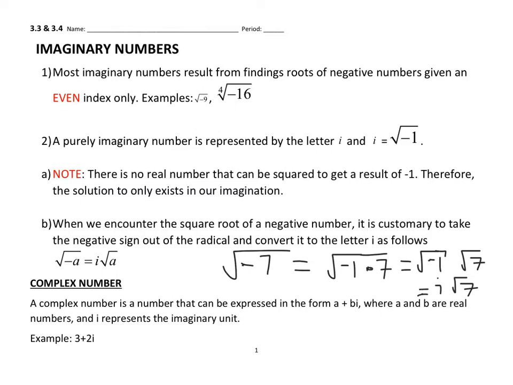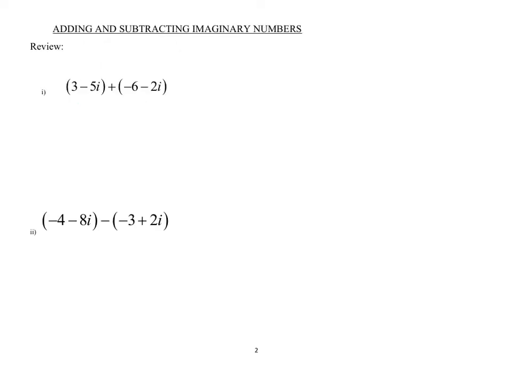Okay, a complex number can be expressed in the form a plus bi, where a and b are real numbers and i represents the imaginary unit, and that's it.